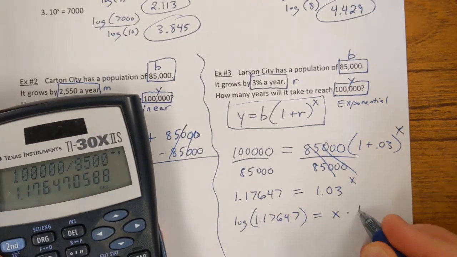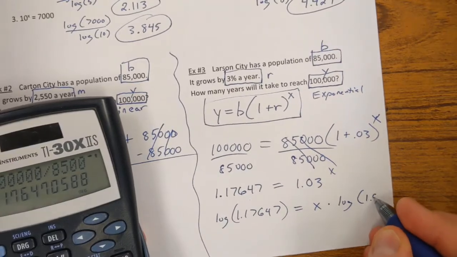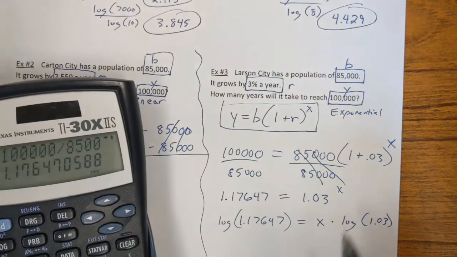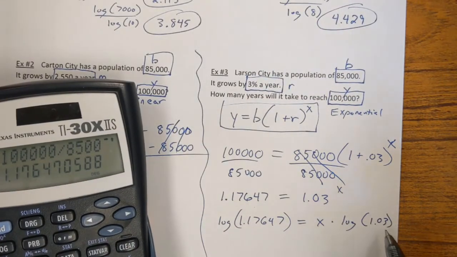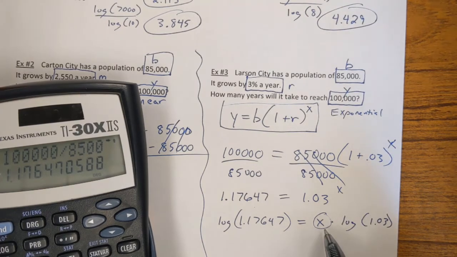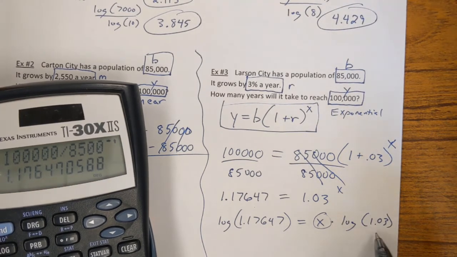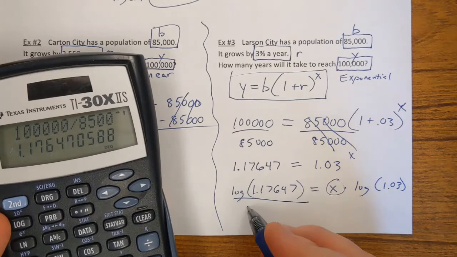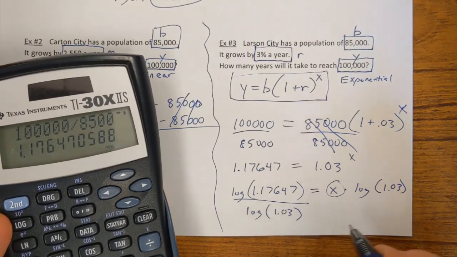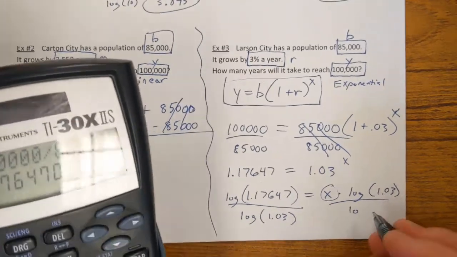Now, if you want to see everything worked out, because of your power rule, when you take the log of this side, the x becomes a normal x now. It's no longer a power of x. It's now a normal x because you took the log of that side. And so our final answer is the log of this decimal divided by the log of 1.03.